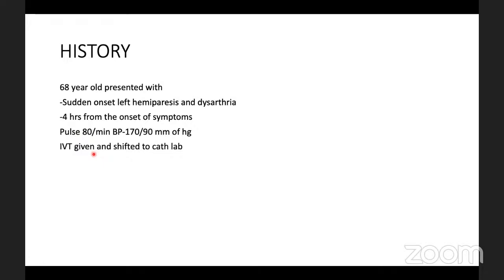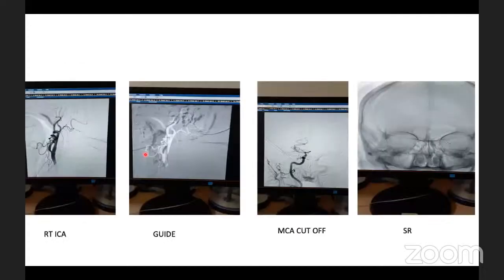TPA was given, tenecteplase was not given because tenecteplase is approved for 3 hours only, and the patient was shifted to the cath lab after IVT. What we see, the right ICA is clear. There's no problem. We made an access through a guide catheter. What we see here is an MCA cutoff. Again, the MCA is fully cut off from here.